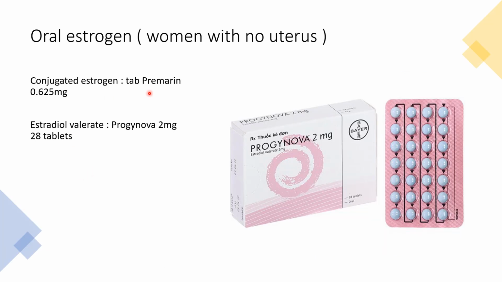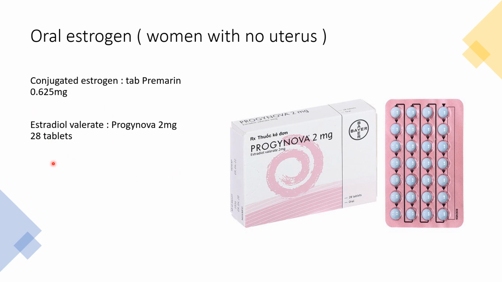Okay, now talking about oral estrogens. Oral estrogen we can only prescribe to those women who do not have a uterus. So if a woman has undergone total abdominal hysterectomy and BSO due to endometriosis, or she has had a hysterectomy due to adenomyosis or any other reason, we can prescribe oral estrogen to those females. It is available in two forms. First one is conjugated estrogen, that is the same as that local cream. It is available by the name of Premarin, and the strength is the same, 0.625 milligram.